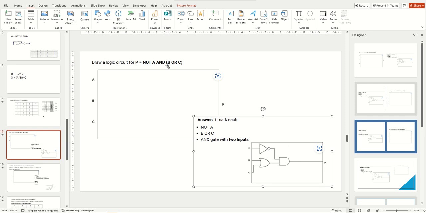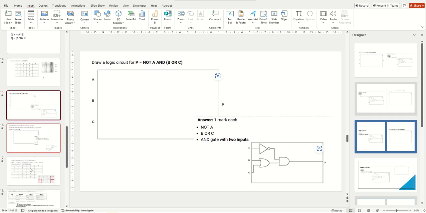I would look at what's in the brackets, B or C, and I would draw that OR gate in. NOT A means that we've got to put a NOT gate in pretty quickly to reverse A, and then the operator that joins those 2 separate parts of the equation is AND, so you've got an AND gate running there at the end.